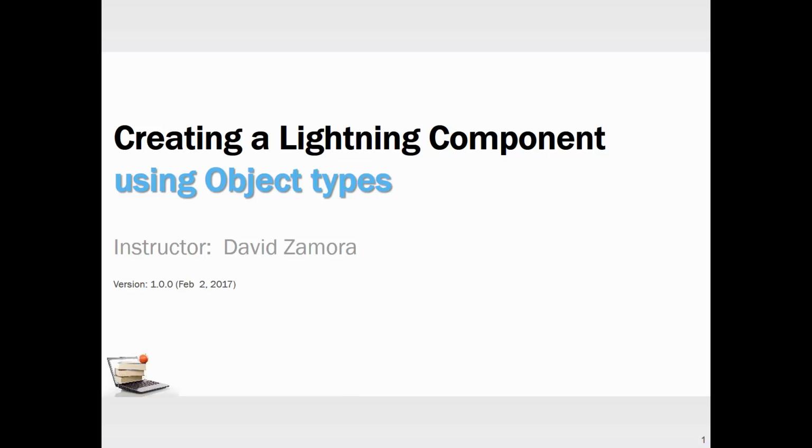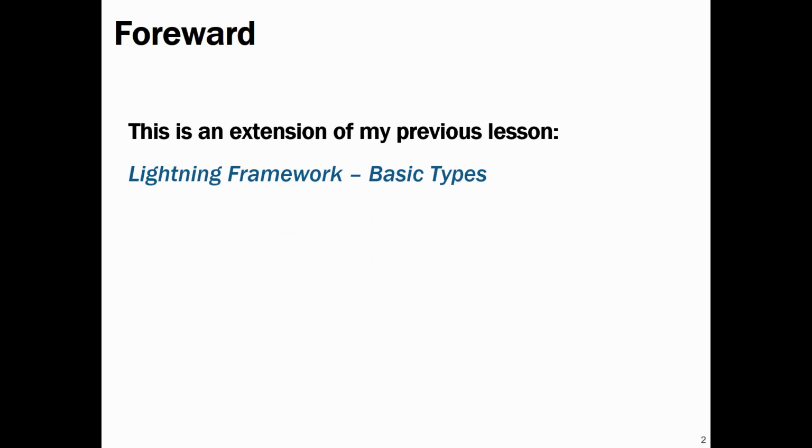So here's a quick forward, if you will. This is an extension to my previous lesson that I call the Lightning Framework Basic Types. In that lesson, we talked about the basic Aura attribute types: booleans, arrays, integers, strings, decimals, stuff like that. And now we're going to build on the Aura attribute tag, and we're going to be looking specifically at the object tag.